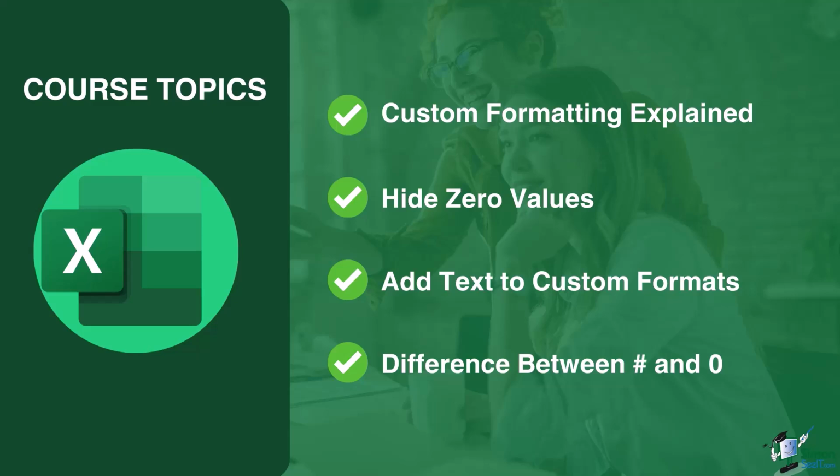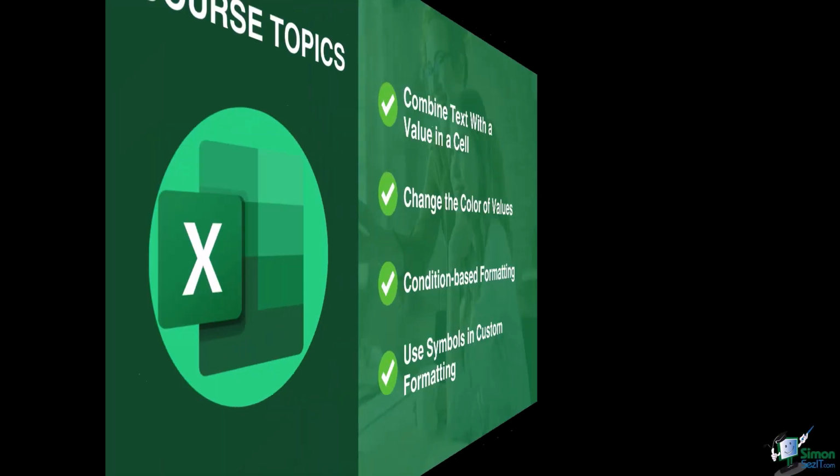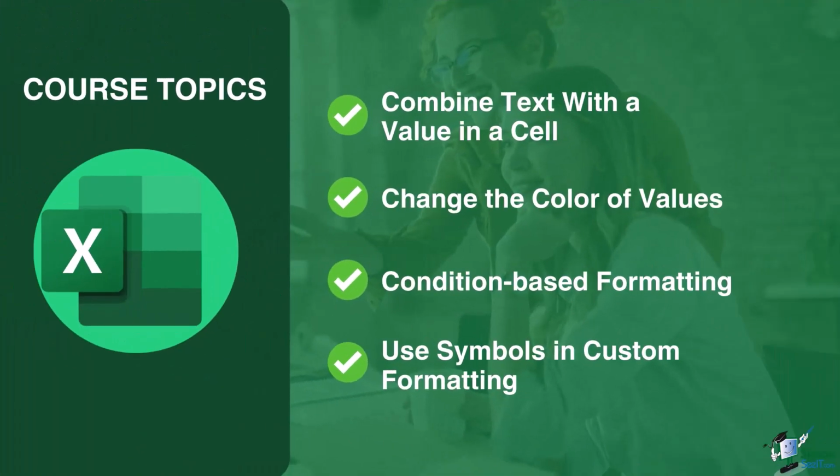I'm going to show you some things like how you can hide zero values using custom formatting, how you can add text into your custom formats, and also the difference between those hash symbols and the zeros. I'm going to show you how you can use custom formatting to do things like change the color of values in your spreadsheet, and also how you can do condition-based formatting. I'm then going to show you a little bit of an example of how you can use custom formatting with conditional formatting, and also how you can use symbols in your custom formats as well.